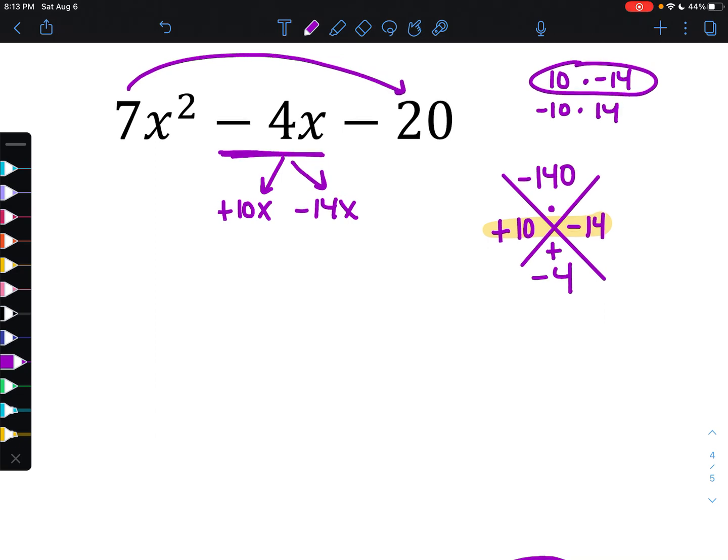So I'm going to rewrite this as 7x squared, and then instead of a negative 4x, I now have a positive 10x and a negative 14x, and then a minus 20.